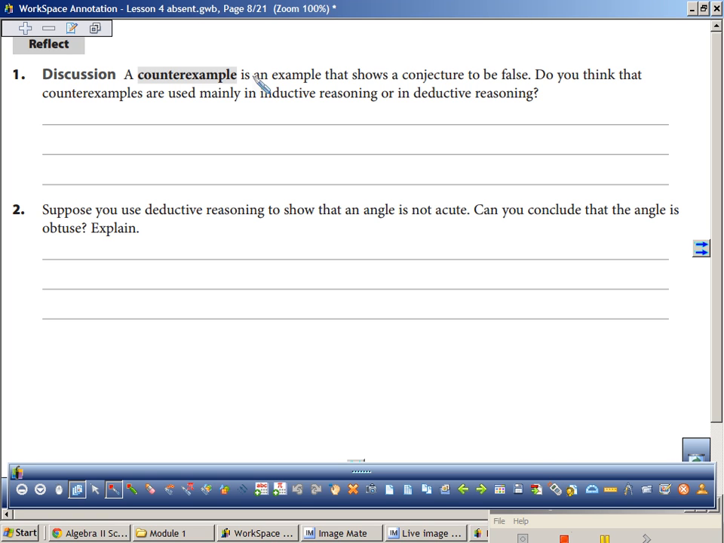Have you guys ever seen a counterexample? Yeah? I've got a counterexample. I did it in Algebra 2 today. Here's a counterexample. N, the absolute value of n is less than or equal to n. Let's try 1. Is the absolute value of 1 less than or equal to 1? Does that work? 1 equals 1, right? Let's try negative 1.